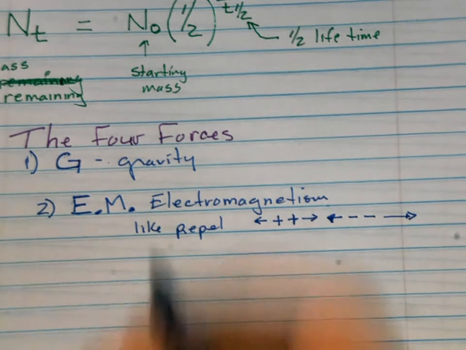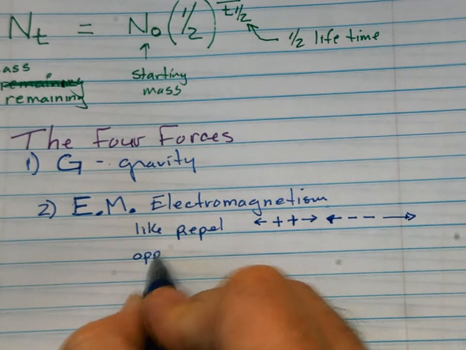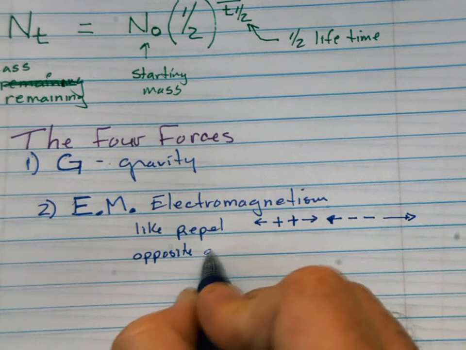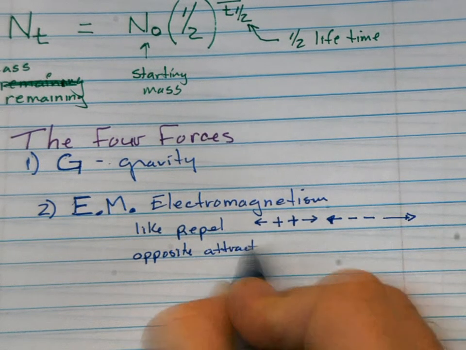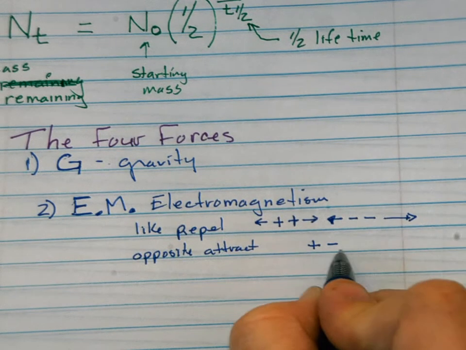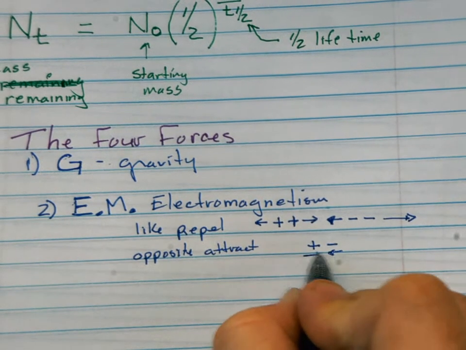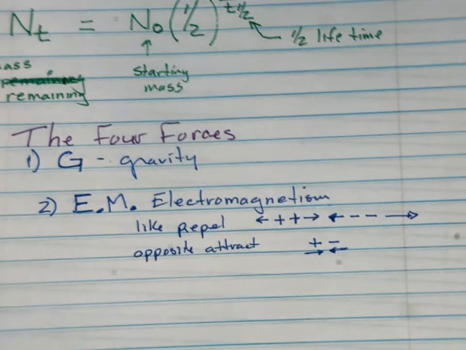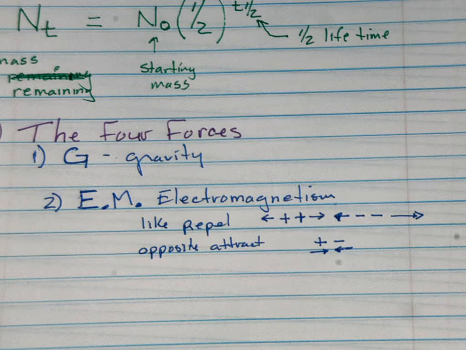Now, opposites attract. Opposite charges attract. For example, a plus and a minus. Those two are attracted to each other. This is what pulls electrons towards the nucleus of an atom. So that's something we've got to remember because that's going to come into play in a little bit.